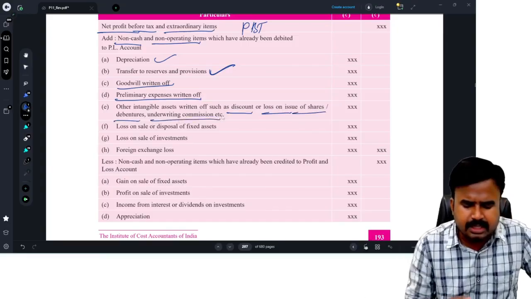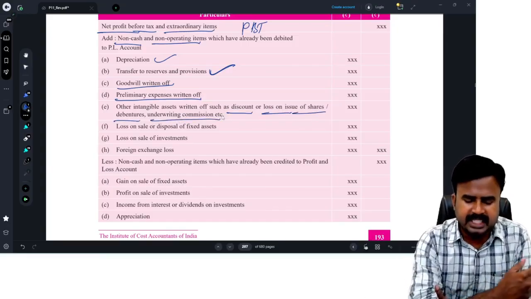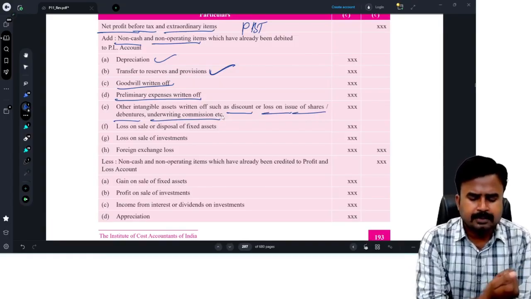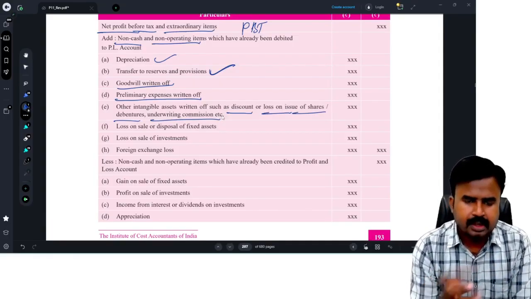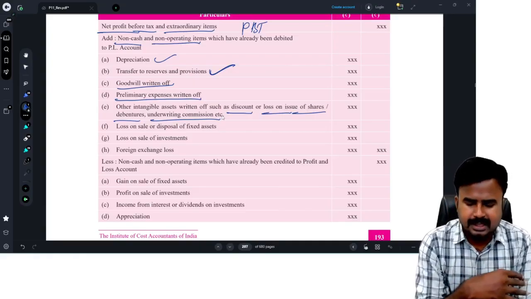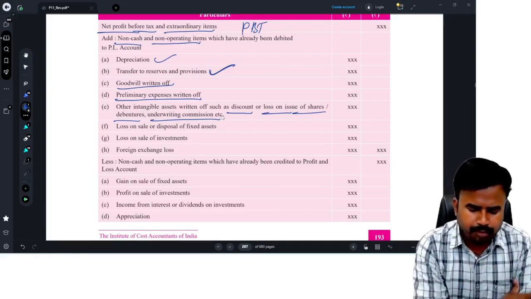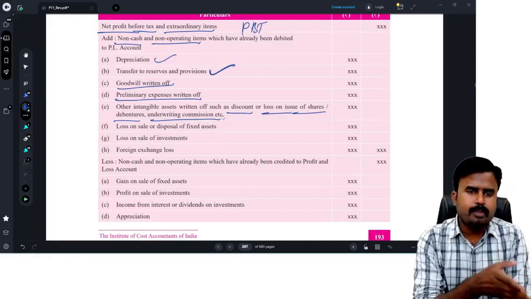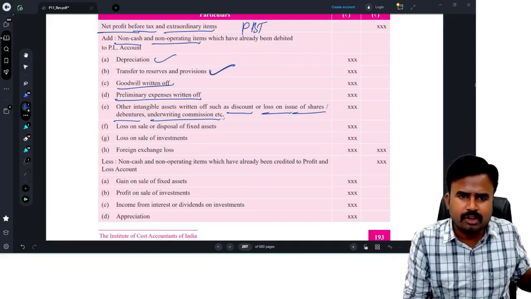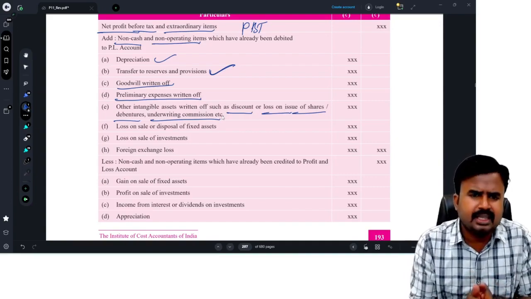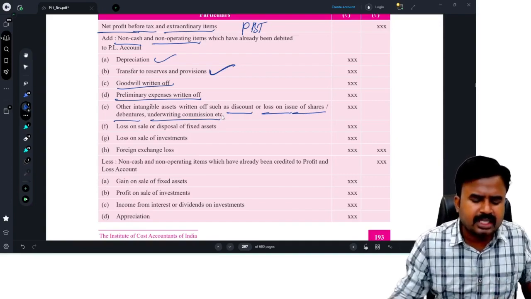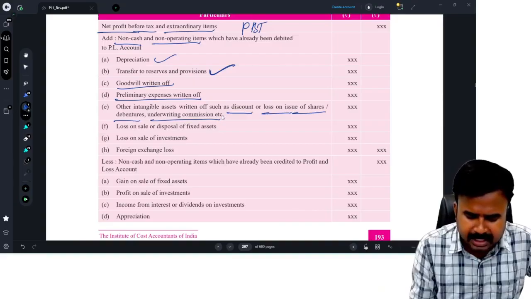See, these are not intangible assets. In fact, these are fictitious assets. So what are the fictitious assets? Write off of discount or loss on issue of shares. See, if you have any discount debit balance on issue of shares or issue of debentures, then such discount balance must be shown under the asset side of the balance sheet, which is gradually written off in the profit and loss account. That is nothing but amortization. Such amortization comes under non-cash expenditure only.